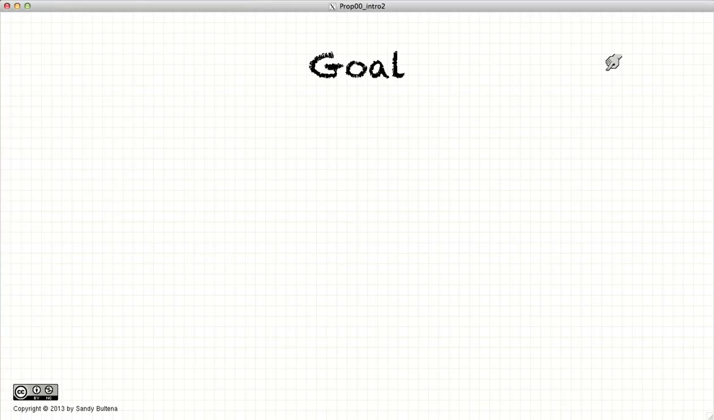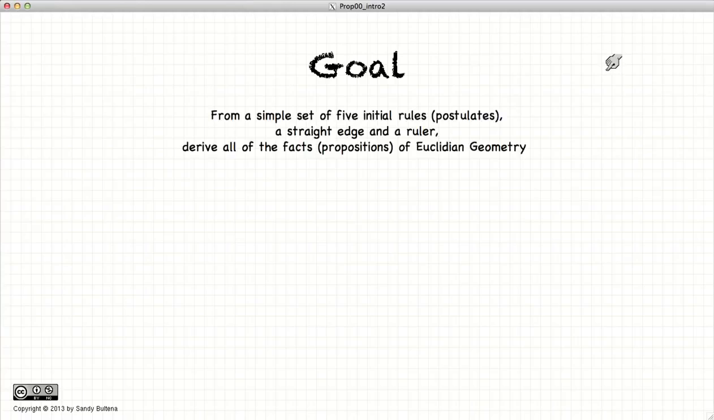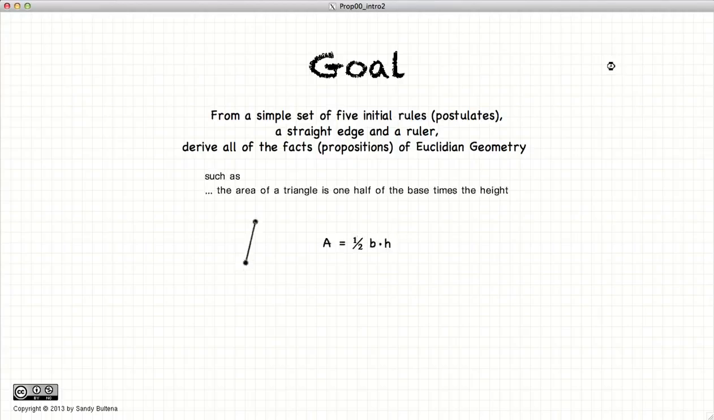Well, the goal is to derive the geometric principles from 5 basic rules, or Euclid's postulates, using only 2 tools, a straight edge and a ruler. So for example, if you all remember this from high school geometry, we're going to prove that the area of the triangle is equal to 1/2 the base times the height. Instead of just saying that it is true, we will prove that it is true.